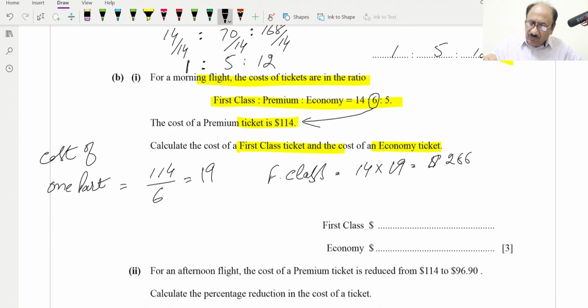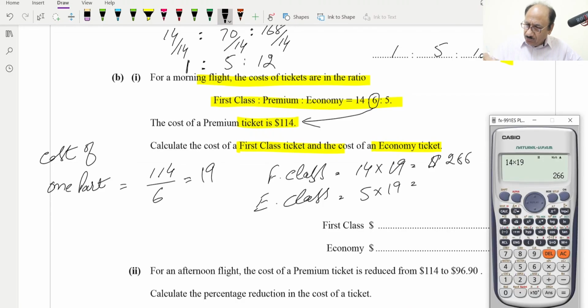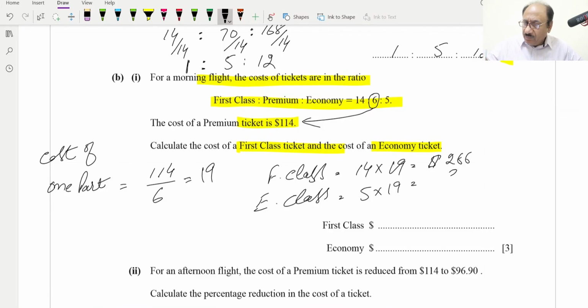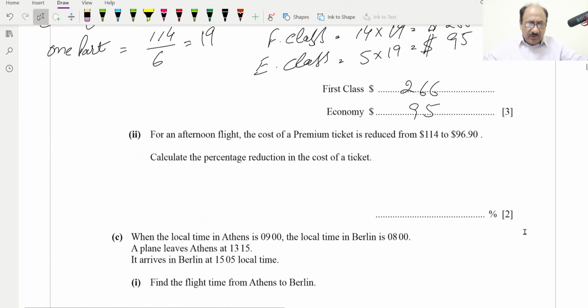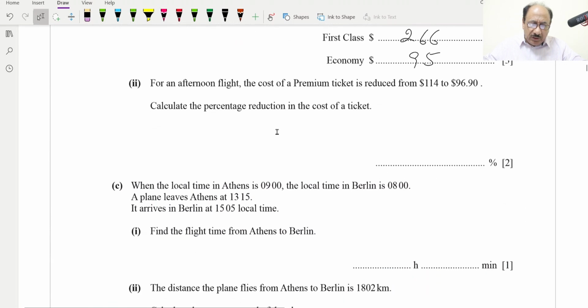And the second one is economy class. So economy class will be 5 units. So 19 multiplied by 5, which is equal to 95. So $95. So first class answer we will provide over here and economy over here, and this will be our final answer for this part. Next comes part 2.